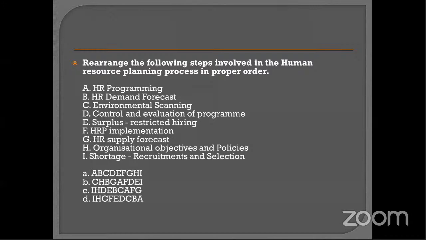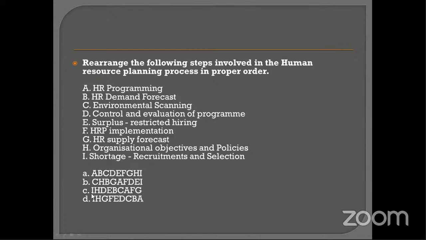These are the steps which you have to arrange in the proper order. This is human resource planning steps. Okay, I'll just give you a simple hint here. You will have four options to select from, out of which one will be the answer. What you have to do is check which could be your starting point. Either it could be A, C, or I.